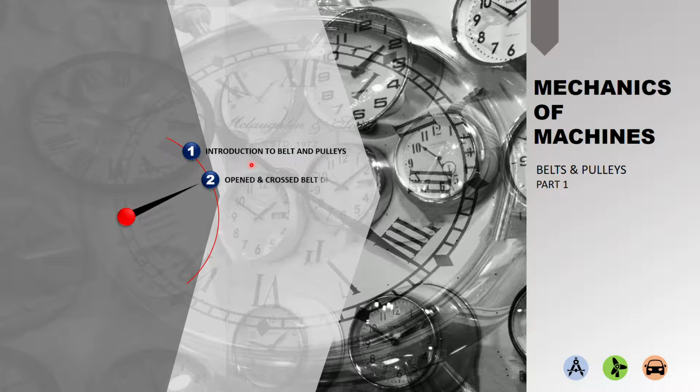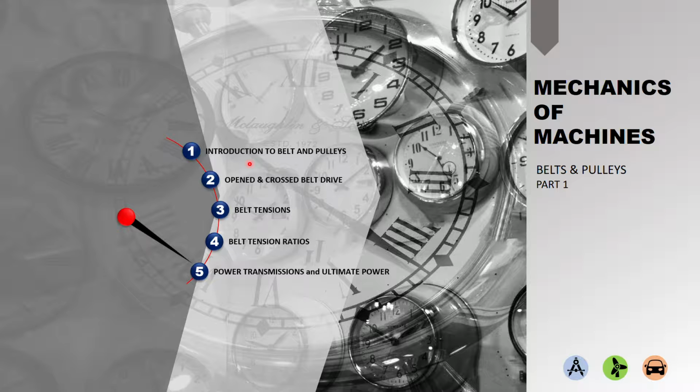Second, you have the type of belt drive, open or cross belt drive. The third, you have to look into the different belt tensions, the forces that are acting on the belts. Fourth, you have the ratios between the belt tensions. Then you have the power transmission, or the ultimate power transmission. So these are the 5 sections we are looking at: 1, 2, 3, 4, and 5.